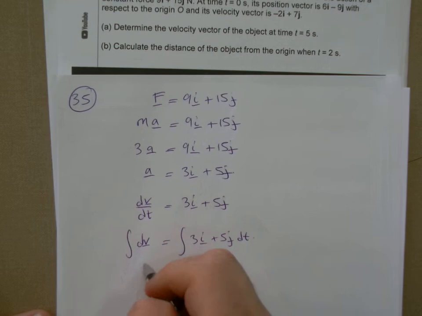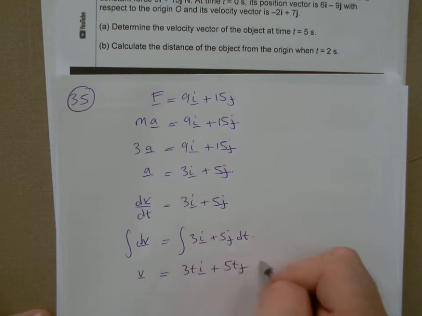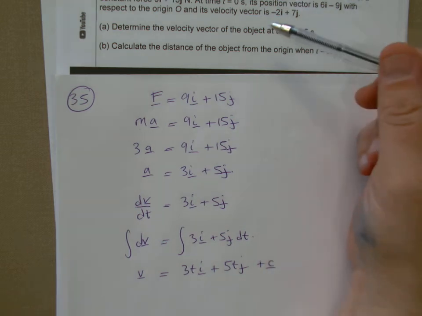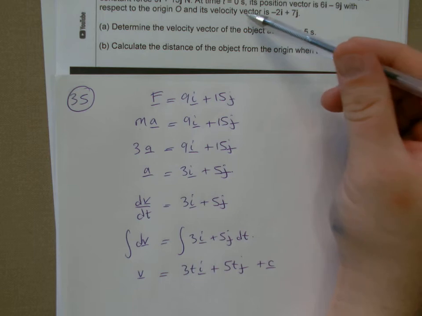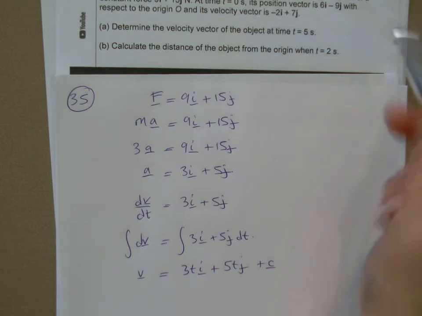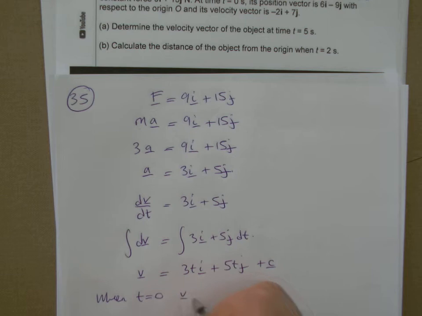So integral there, well this is 1 there, so you get v equals 3ti plus 5tj there. And then don't forget a constant of integration. With a constant of integration, we need to work that out. They do say in the question that when t is 0, it's got a velocity vector of minus 2i plus 7j. So when t equals 0, v will equal minus 2i plus 7j.